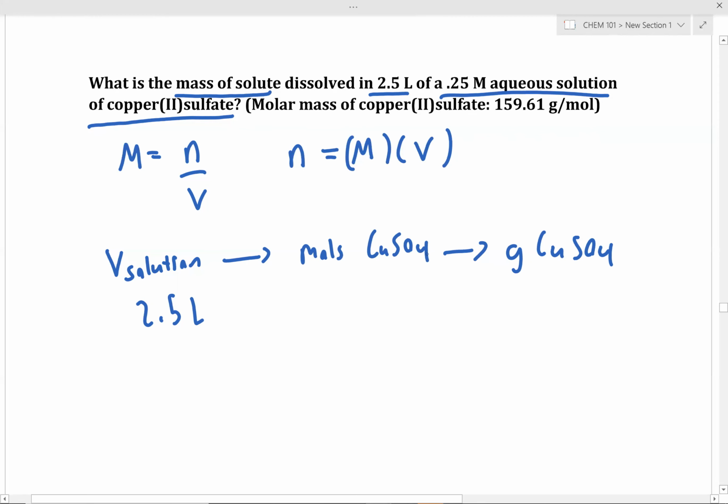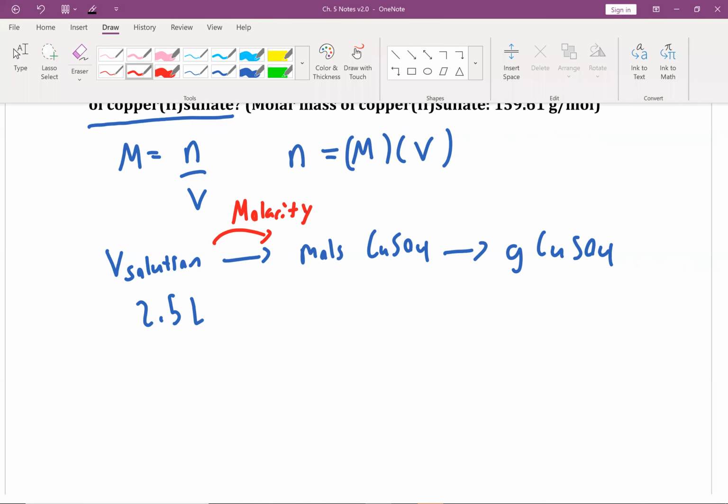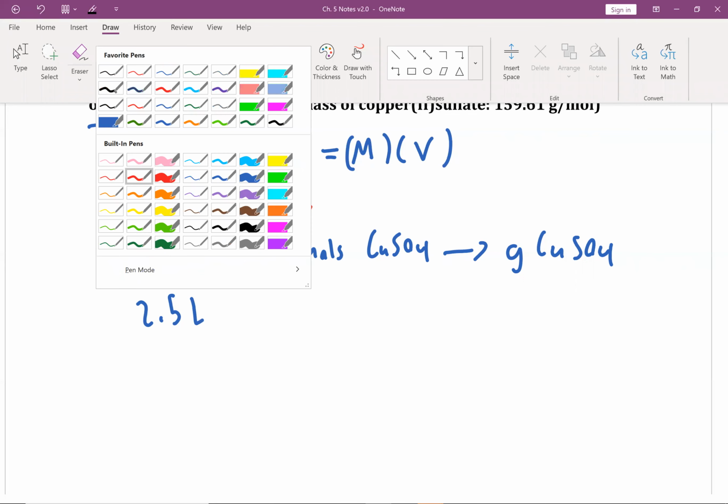Now, do we have a conversion factor that allows us to go from the volume of solution to the moles of solute? Looking at this above equation that we just wrote, do we have a conversion factor that allows us to go from the volume to the moles? Yes, we do. And this conversion factor is our molarity. Our molarity allows us to convert between the volume of solution and the moles of solute. Wonderful. Okay, we're now ready to execute on this.